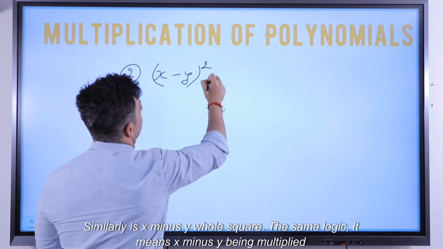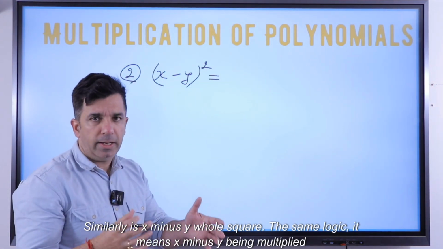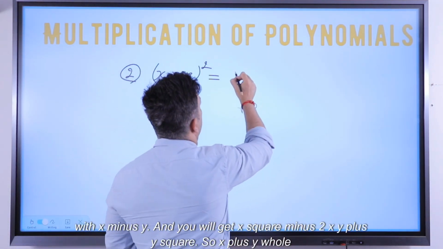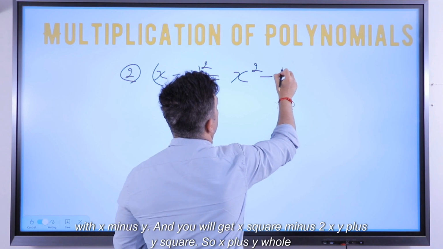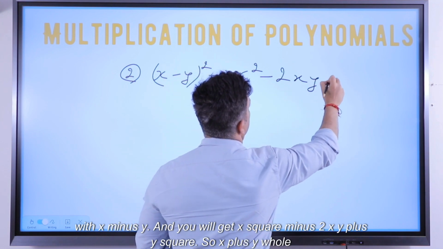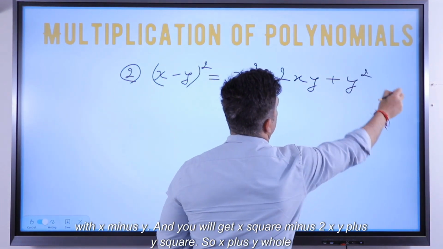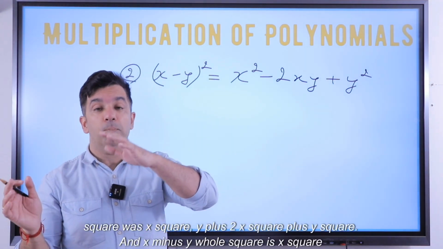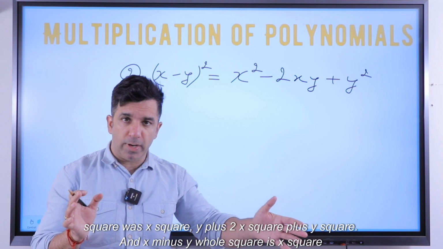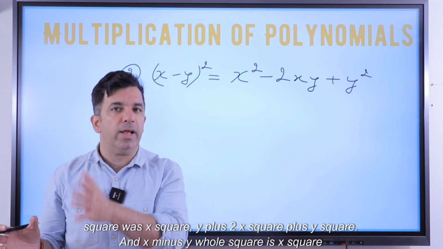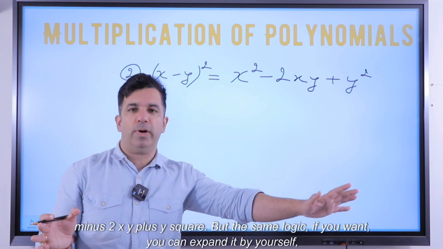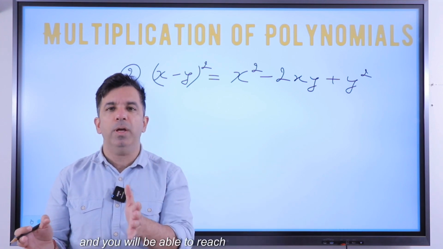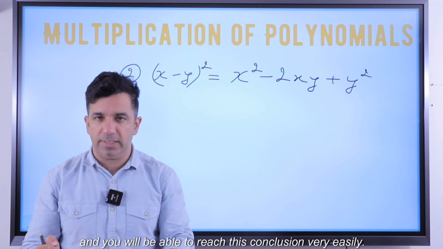Similarly, x minus y whole square. The same logic. It means x minus y being multiplied with x minus y, and in the expansion you will get x square minus 2xy plus y square. So x plus y whole square was x square plus 2xy plus y square, and x minus y whole square is x square minus 2xy plus y square. With the same logic, if you want, you can expand it by yourself and you will be able to reach this conclusion very easily.